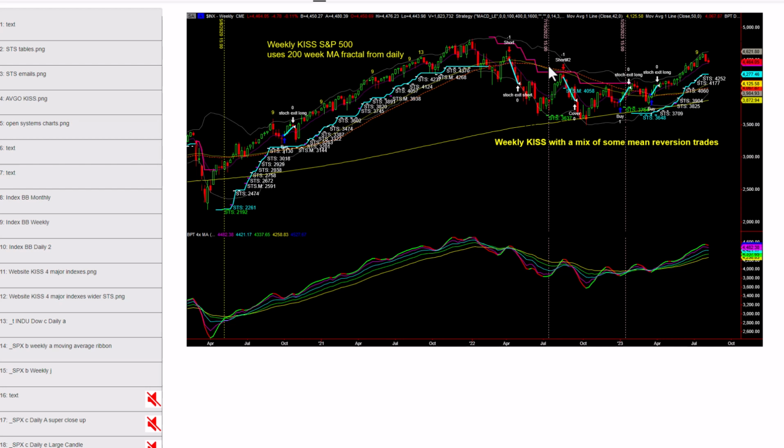There's also some reversion to mean type systems on here. As you can see, these aren't from the KISS system. You can see a short, a couple of longs. Those are basically reversion to mean systems that I have on top of the weekly KISS chart. But anyway, that's how the weekly is looking. The weekly has a lot of room here, so it would allow for a correction in the August-September timeframe and likely not be hit unless we were to really sell off hard.